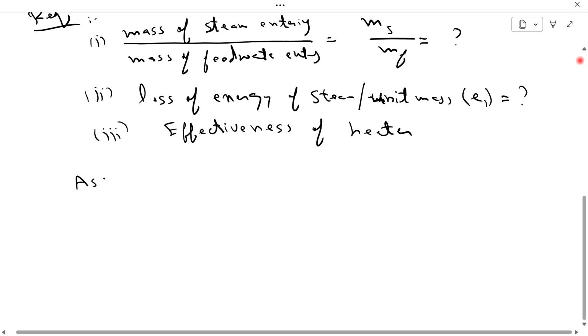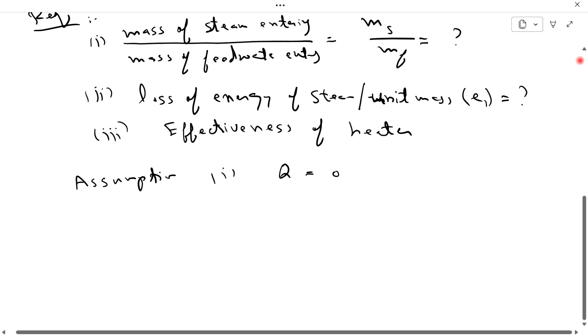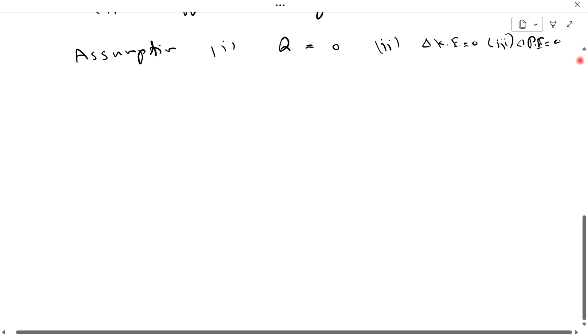Now there are some assumptions. First assumption is that there is no heat loss or gain, which means Q is equal to 0. It is given in the statement to assume any other assumption. So the second assumption is that the change in kinetic energy is equal to 0. And the third assumption is that the change in potential energy is equal to 0. Now we start the solution.